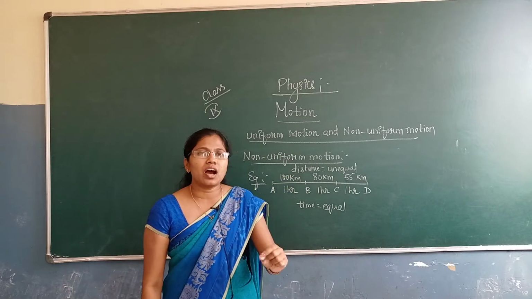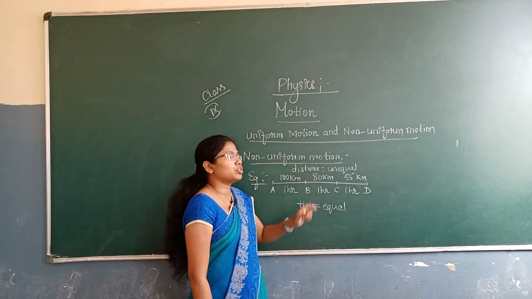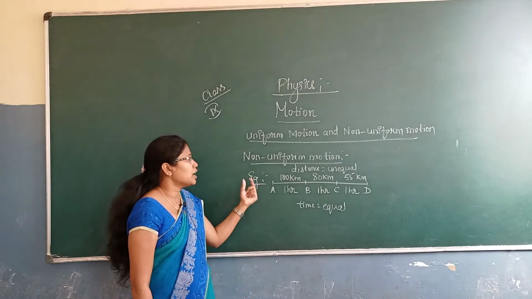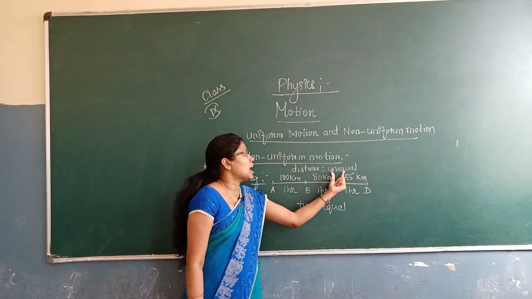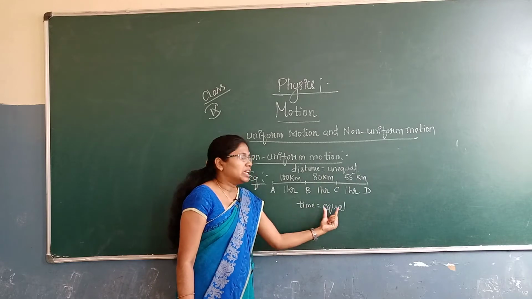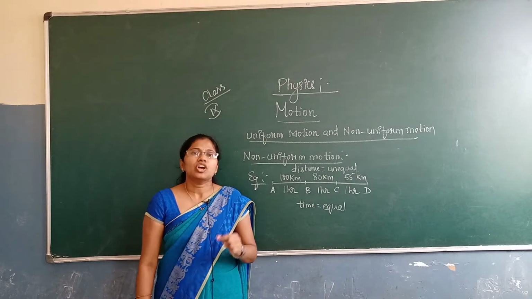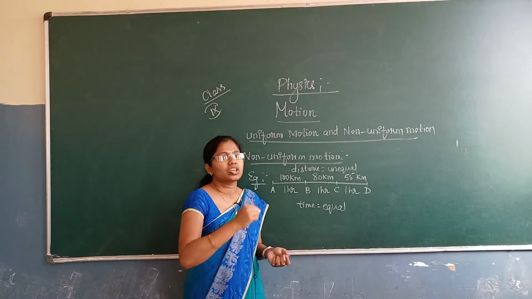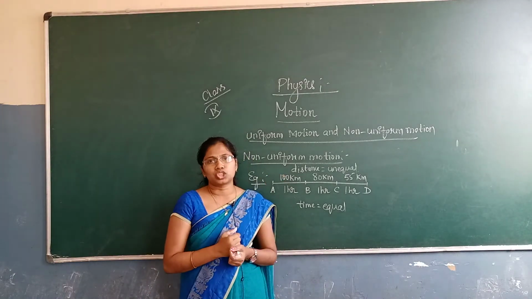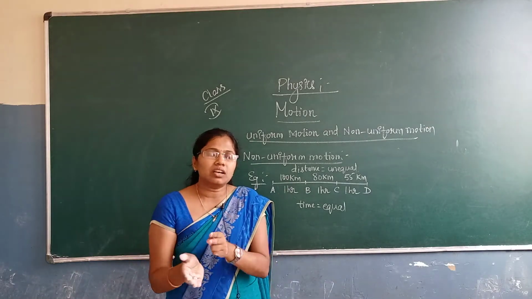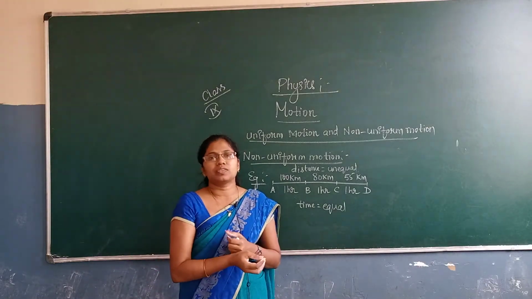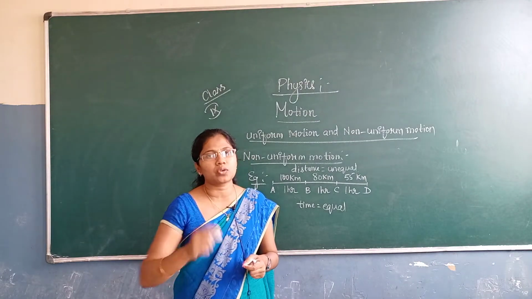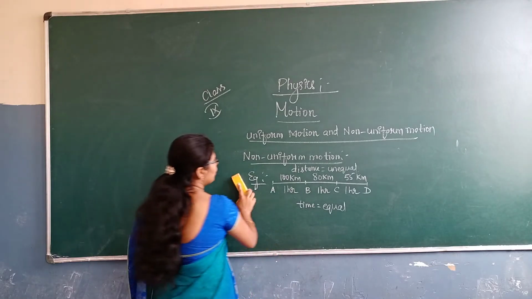Then how are we going to define non-uniform motion? Just by looking at the example, we can say the object has covered unequal distances in equal intervals of time. Such type of motion we are going to define as non-uniform motion. If the object covers unequal distances in equal intervals of time, such type of motion we are going to call non-uniform motion.